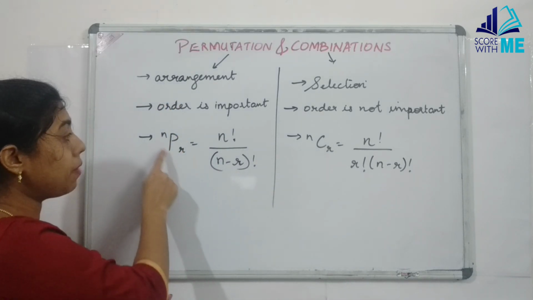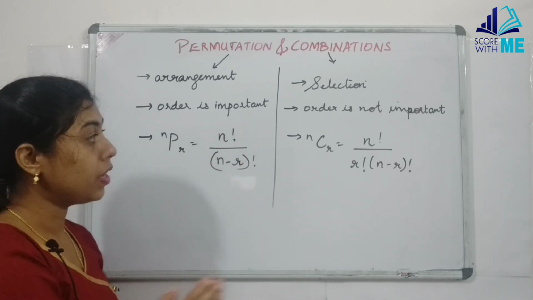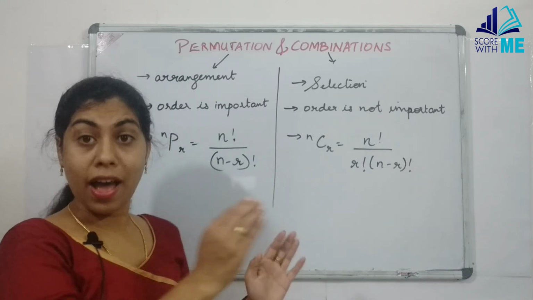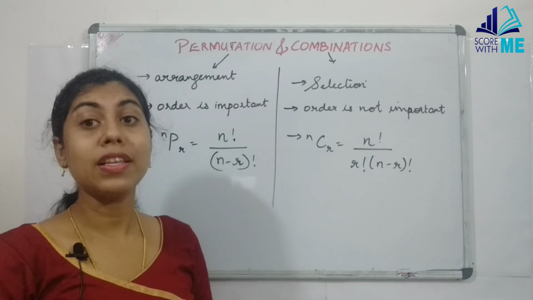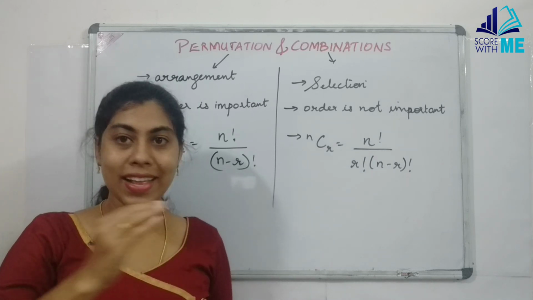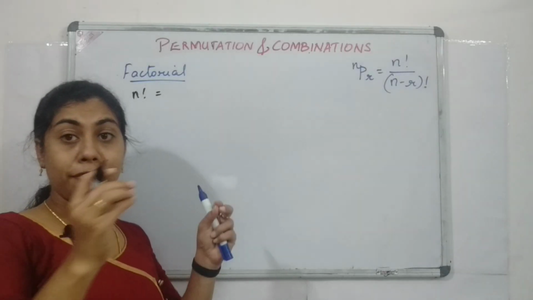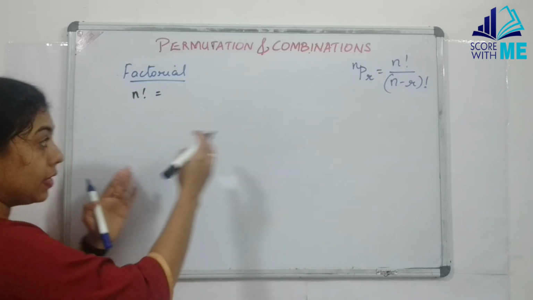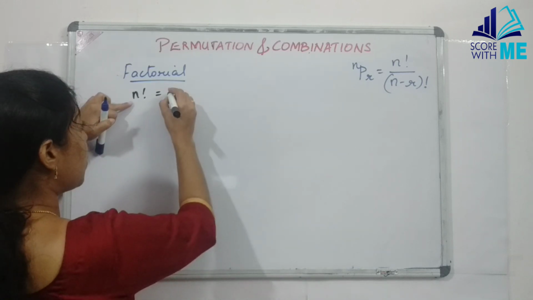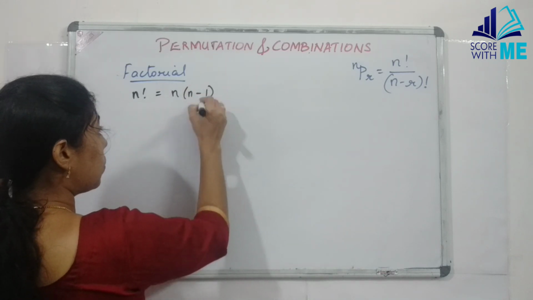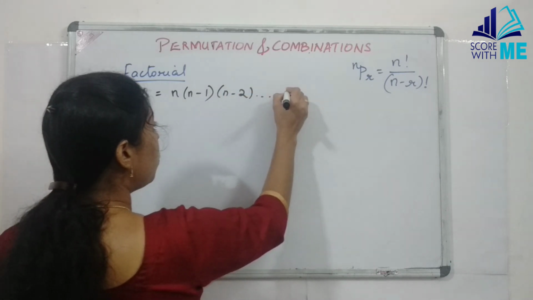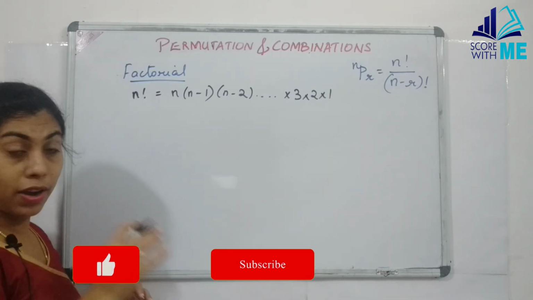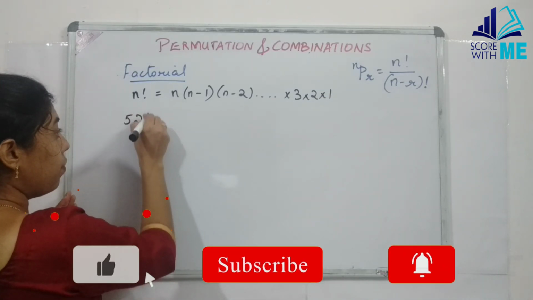After knowing what is permutation and combination, we also need to know their formulas. So see here the formulas: nPr is n factorial by (n minus r) factorial, nCr is n factorial by r factorial into (n minus r) factorial. And after knowing the formulas, the first thing that we need to know is what is a factorial. So next, let's see what a factorial is. A factorial is representation of a number in terms of its multiples, and that goes in decreasing order. So n factorial is n into (n minus 1) into (n minus 2) up to we reach 1, so 3 into 2 into 1. That is n factorial.